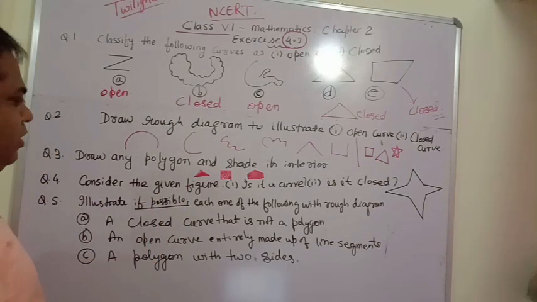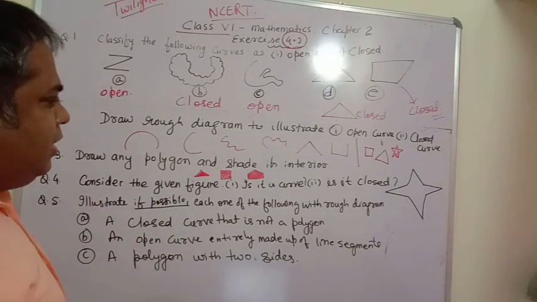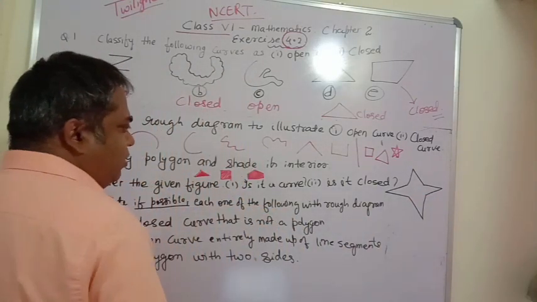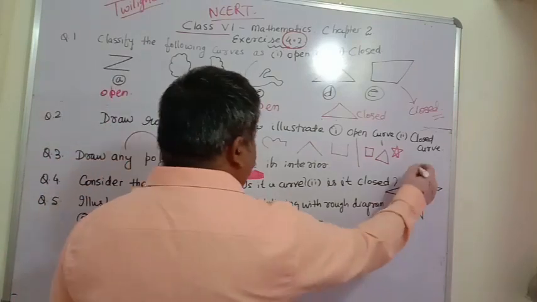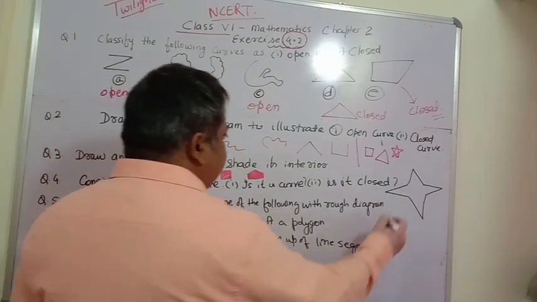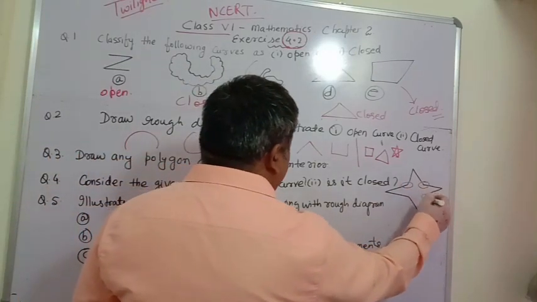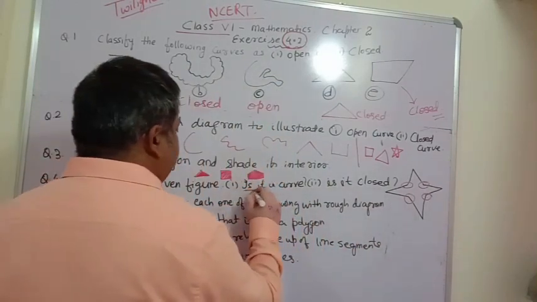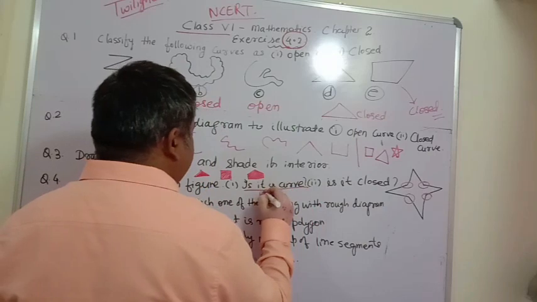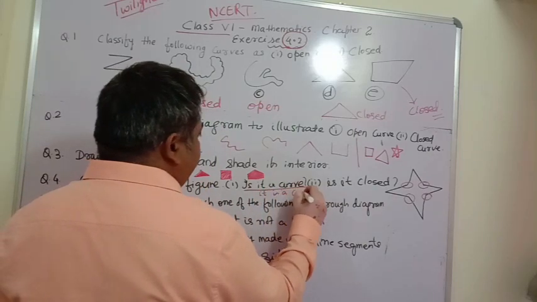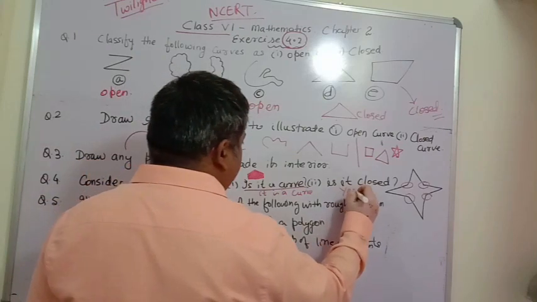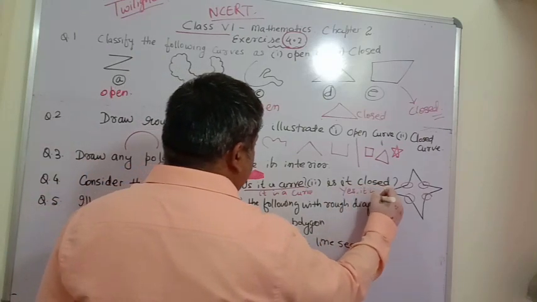Consider the given figure. Is it a curve? Is it closed? This is the figure which is given. So is it a curve? You may think that it is made up of straight lines, but since these straight lines are bent here, we'll call it a curve. Yes, it is a curve. Is it closed? Yes, it is closed.